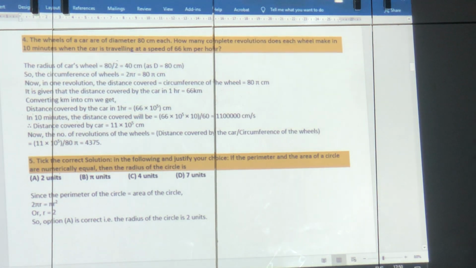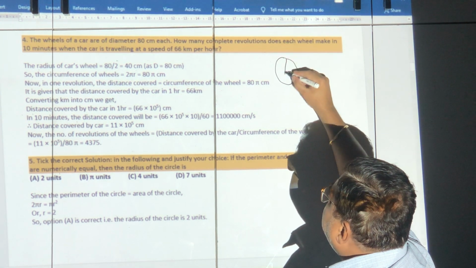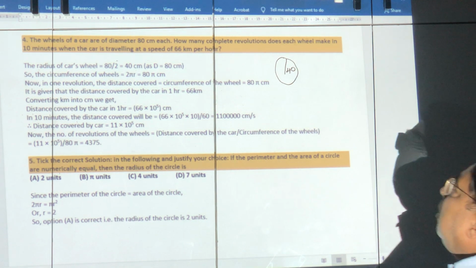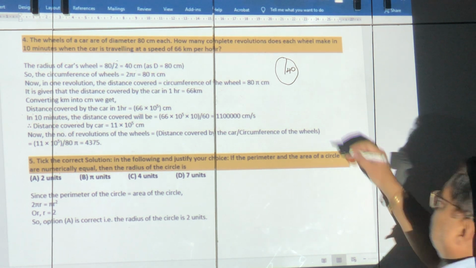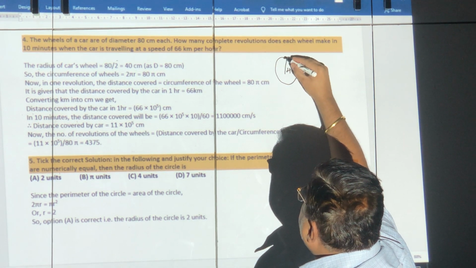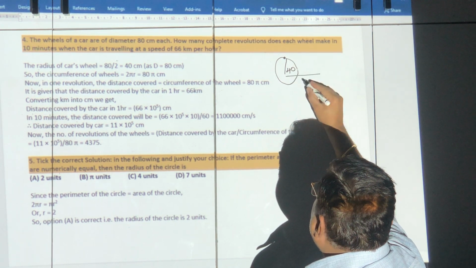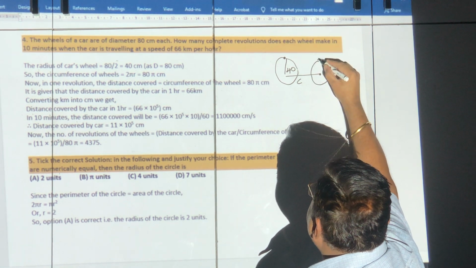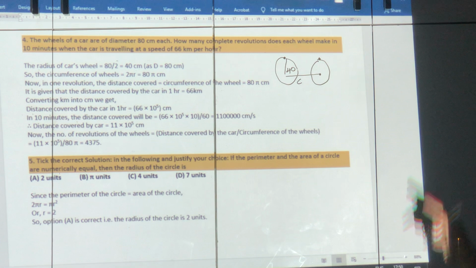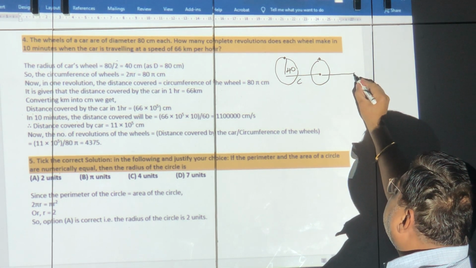The wheels of a car are of diameter 80. So I have the car's wheel and radius is 40 because diameter is 80. How many complete revolutions does one wheel make in 10 minutes? Every time this will rotate, suppose this is point A, it will go and again come to point A, it will travel one circumference. The wheel will come back here. Okay, one circumference complete, it will travel. Then another circumference complete, it will travel.